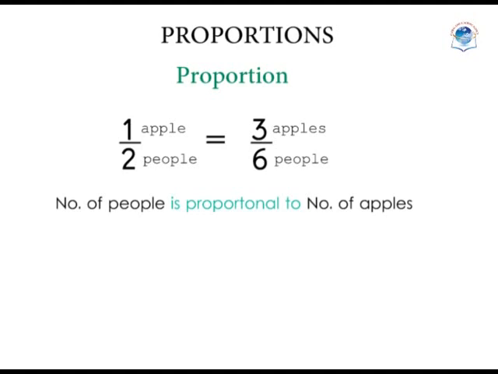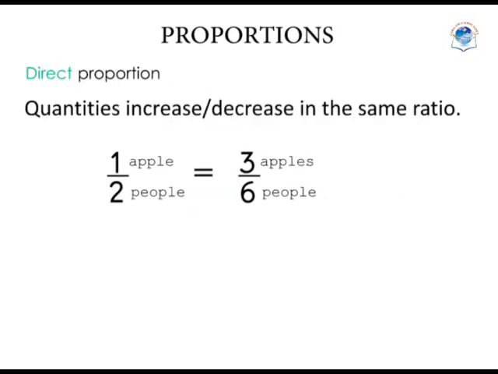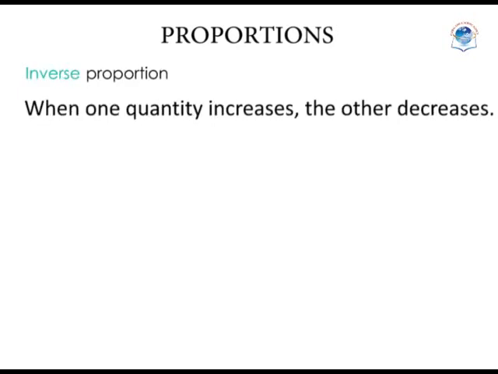There are 2 types of proportions, direct and inverse. 2 quantities are said to be directly proportional if they increase or decrease at the same rate. That is, if one increases, the other increases, and vice versa. In our example, the number of apples and the number of people are directly proportional. If one increases, the other increases. In inverse proportion, when one quantity increases, the other decreases, and vice versa.